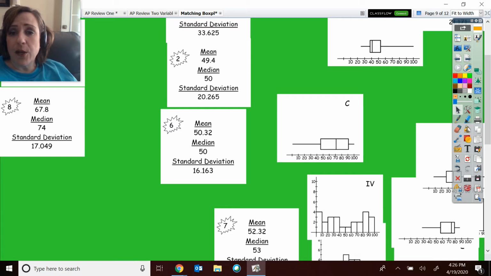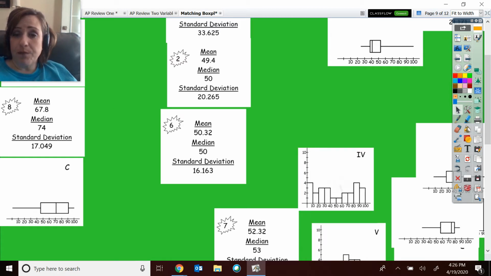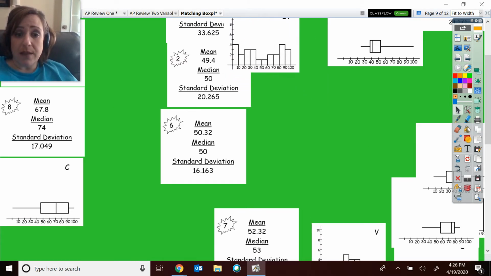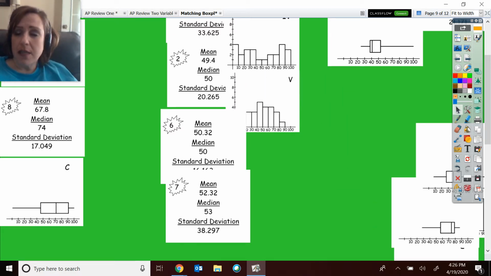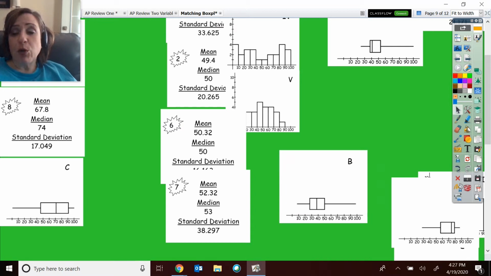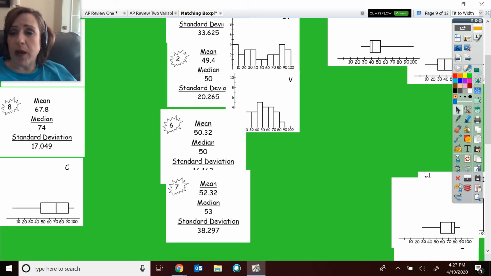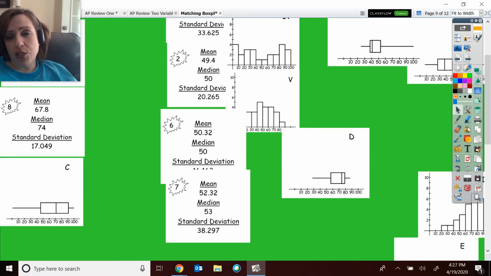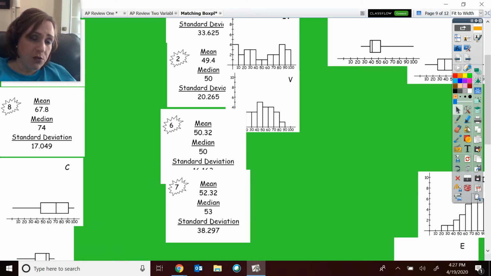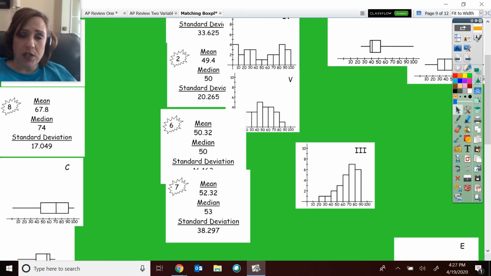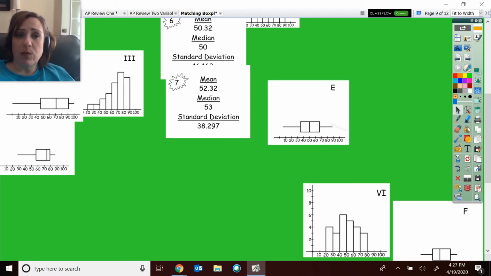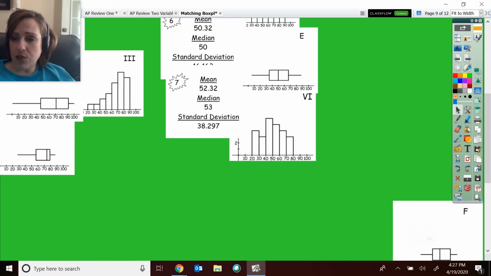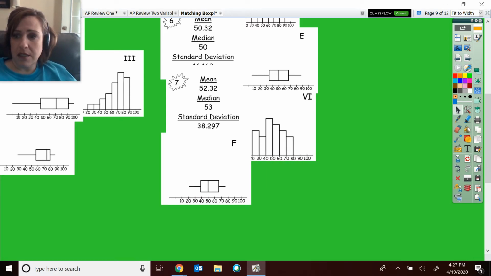What's this one? See here, I have more of a stretch on the left side, so that one's going to be over here in the skewed left. That one's somewhat symmetric, so I'm going to put that in the middle. This here, somewhat symmetric. Here I can tell it's more stretched out to the right, so I'm going to put that with skewed right. Here, stretched to the left, so I'm going to put that with my skewed left. That one looks somewhat symmetric.